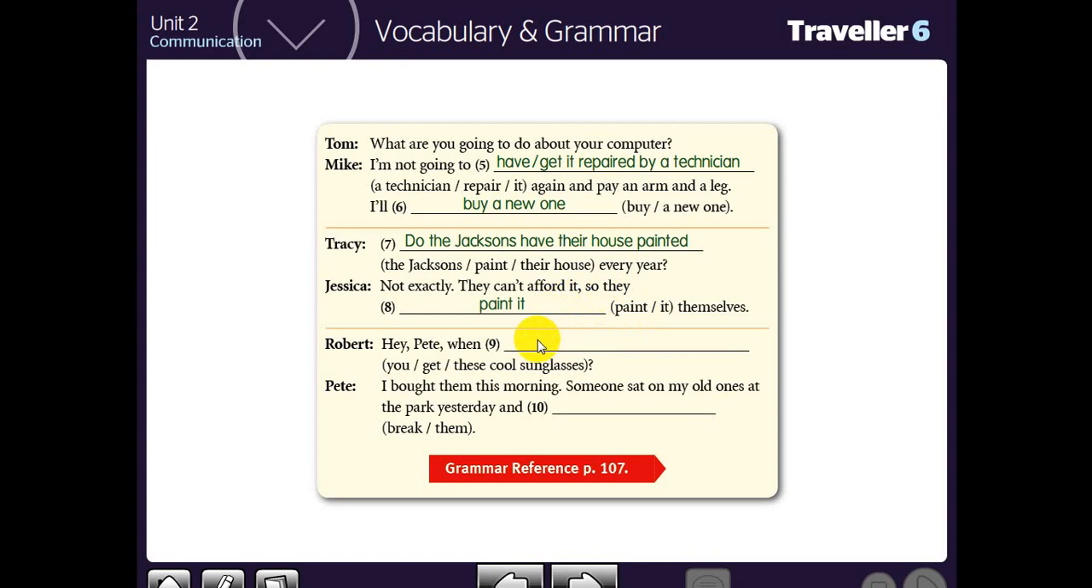And the last two, Robert and Pete, make up your mind about them. He was the one who broke it.